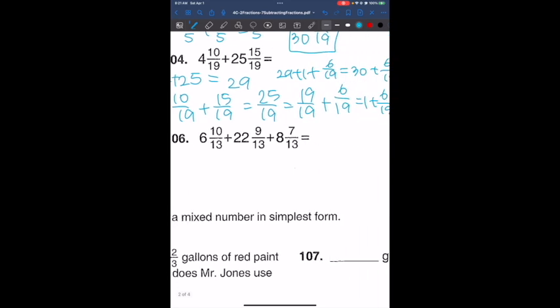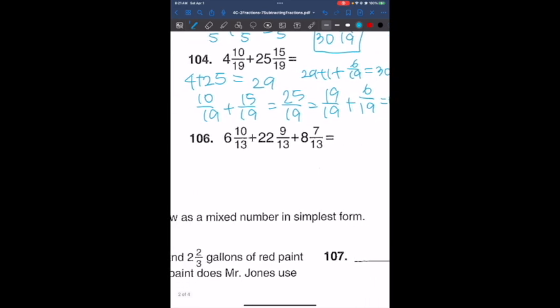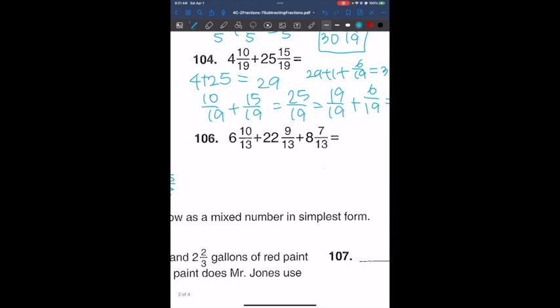And I also want you guys to solve question 106 as well. So I'll give you guys about 3 minutes to solve this problem.